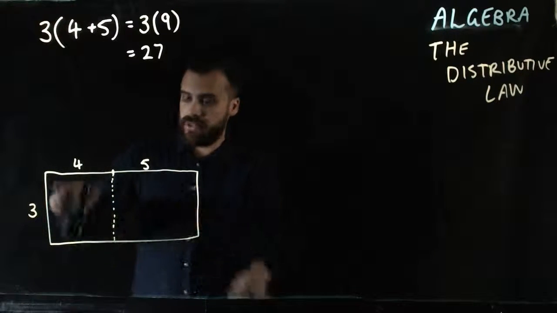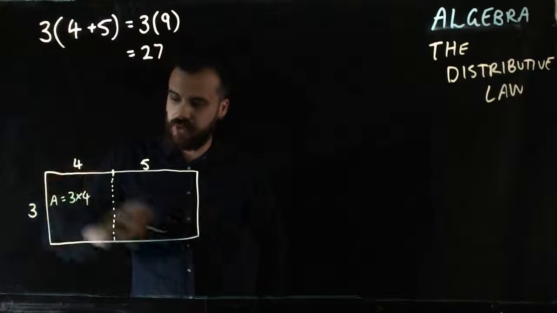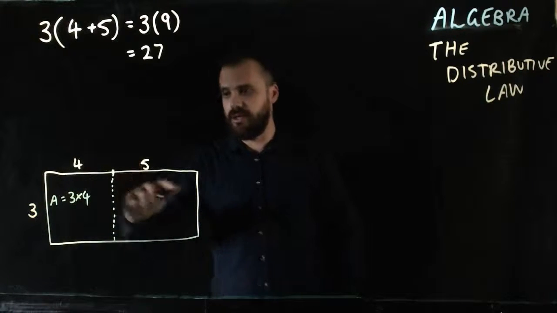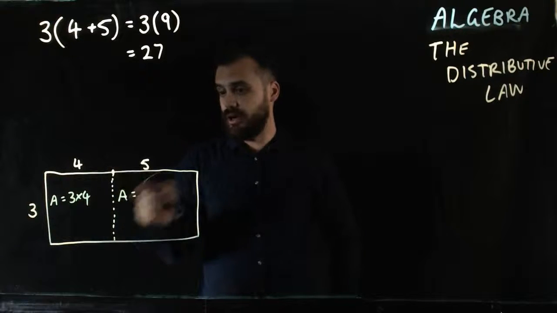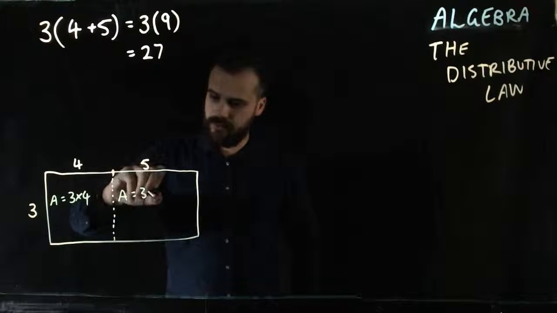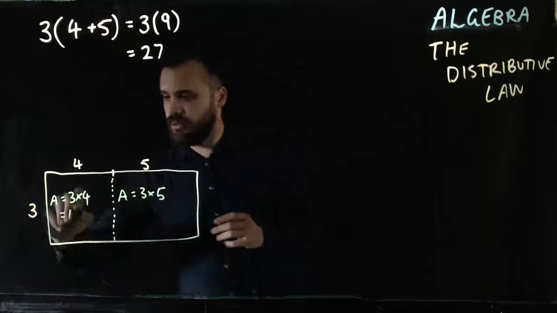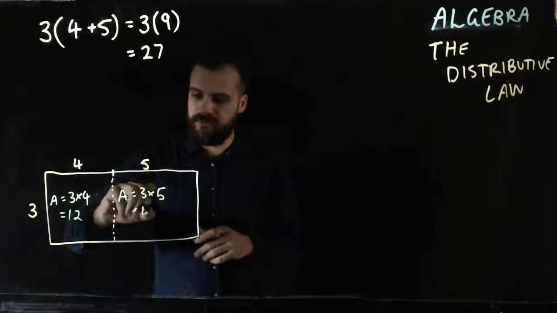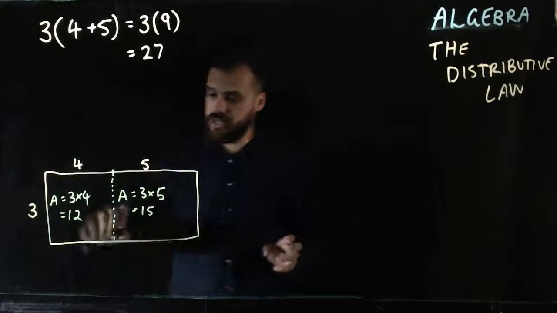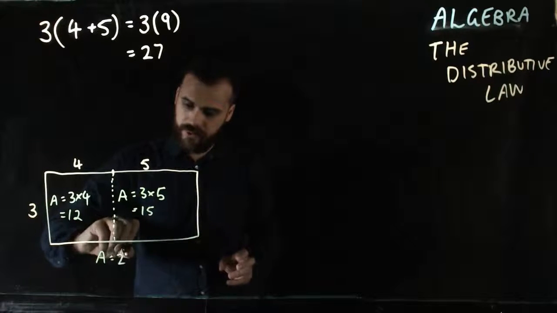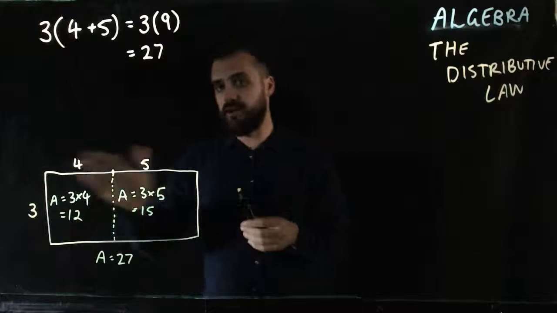So the area of this rectangle is equal to 3 times 4, and the area of this rectangle is equal to 3 times 5. Now that means that the area of this rectangle is 12, the area of this rectangle is 15, which means that the total area of that shape is equal to 27. Two different ways to find the area of this rectangle.